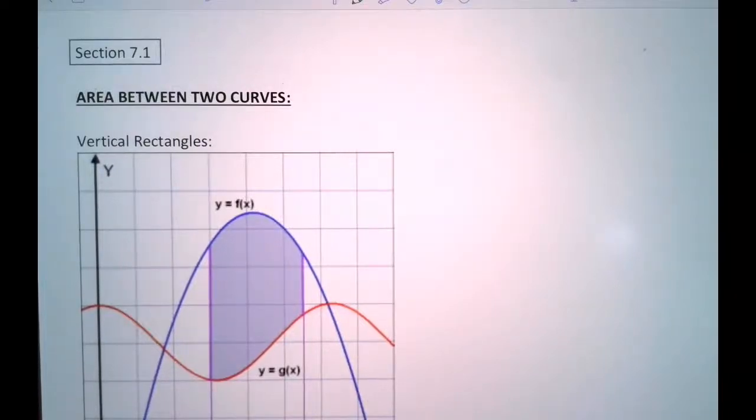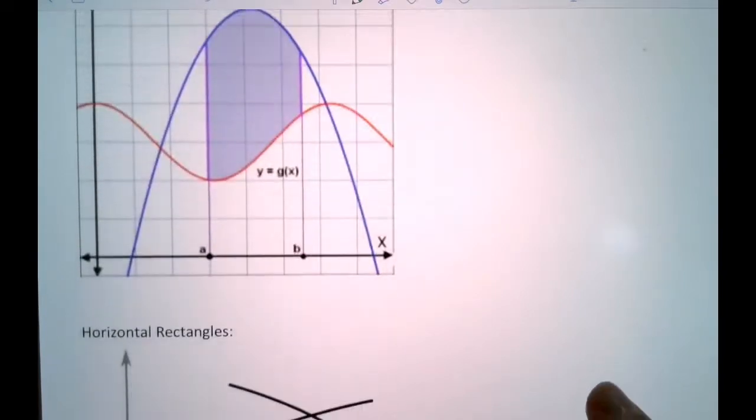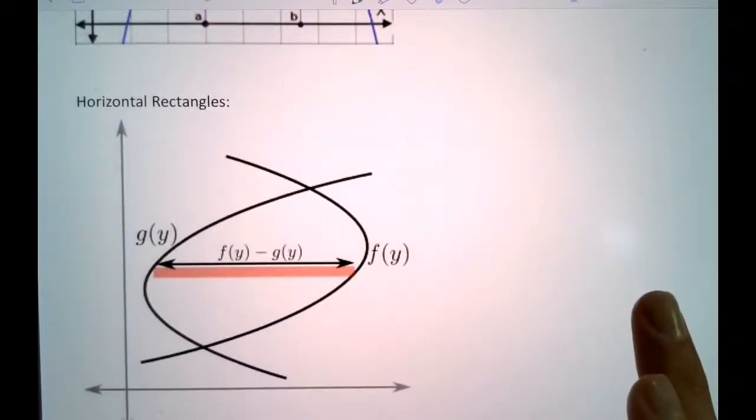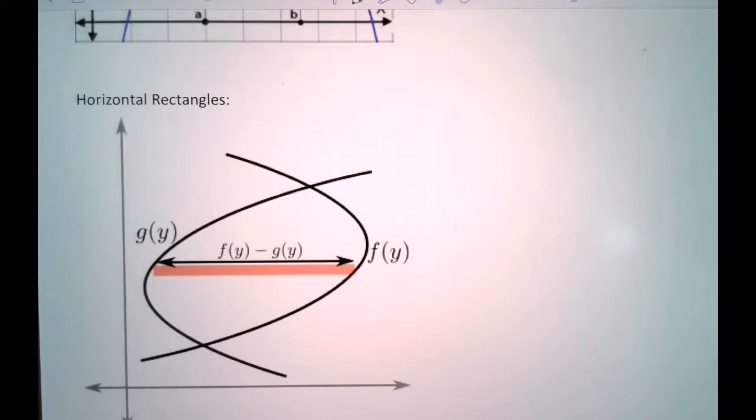So here we are finally at area between two curves, and you kind of see that there are two classic pictures here, and we're going to use both of these strategies, the idea of vertical rectangles versus the idea of horizontal rectangles. And so it depends on the shape of what you have, or how this region comes together, which one you're going to use.